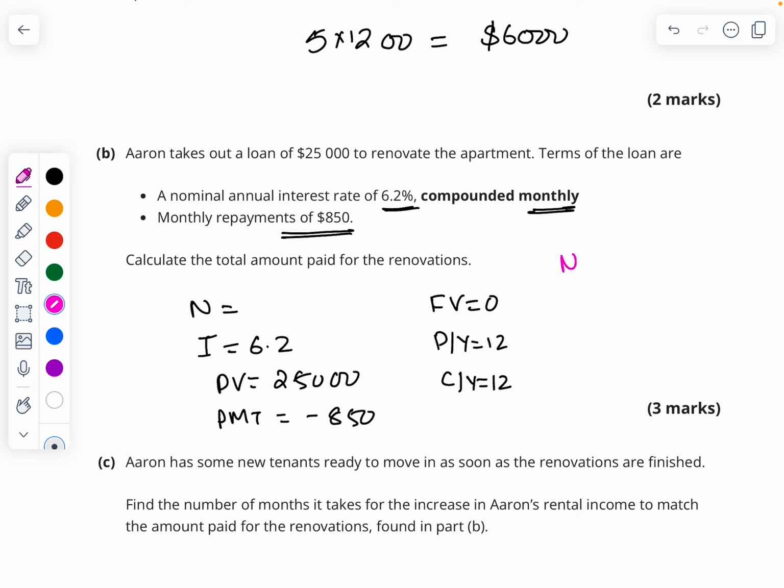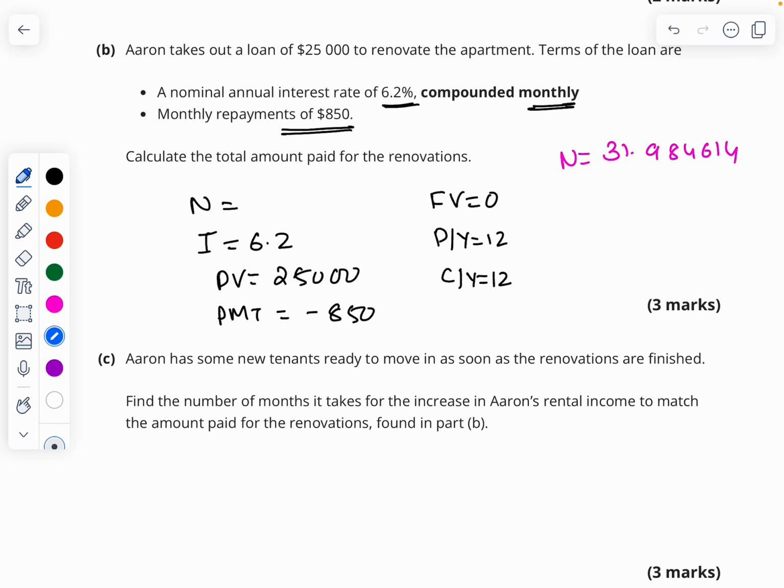This gives you the value of n as 31.984614. So that is the number of months, and the amount that he has to pay is 31.984614 times 850, which is 27,186.92.